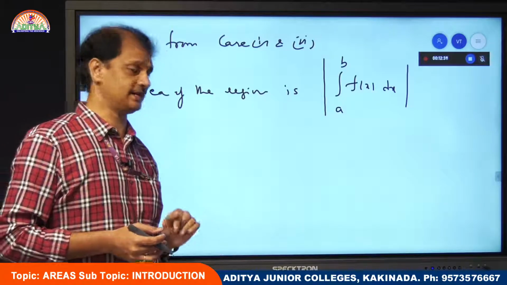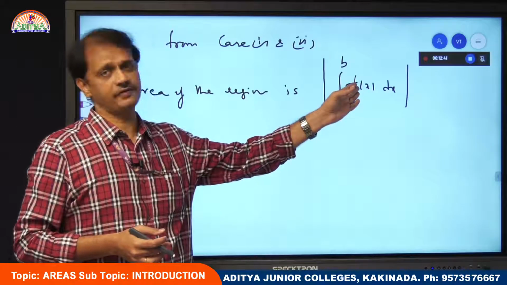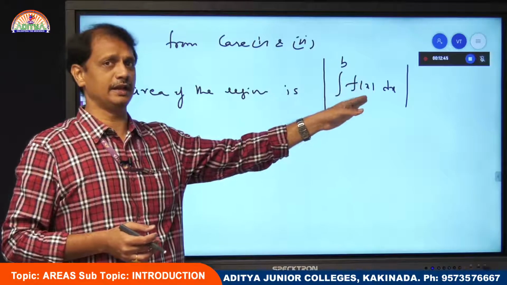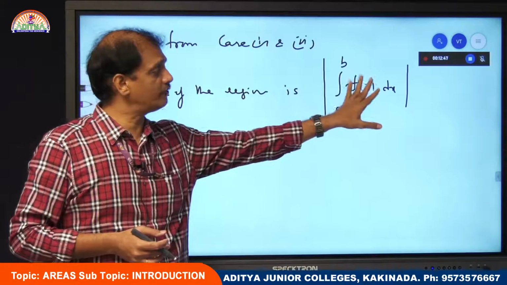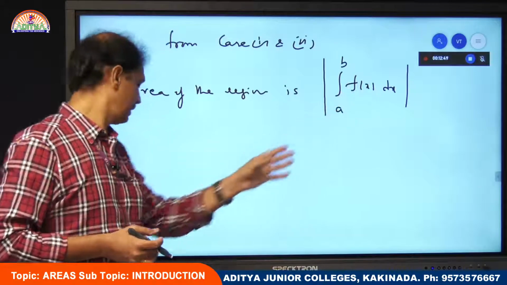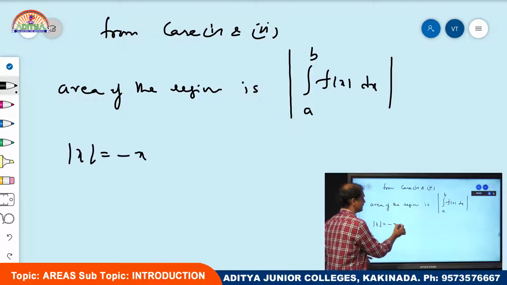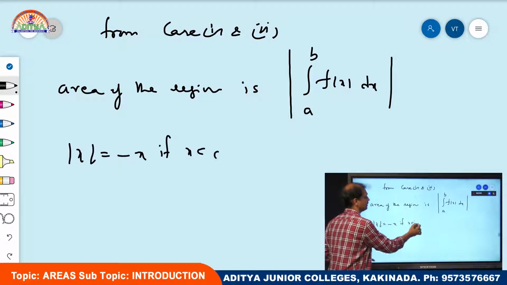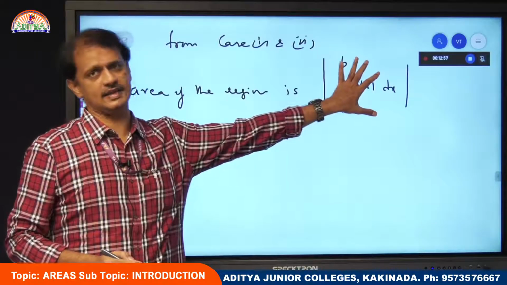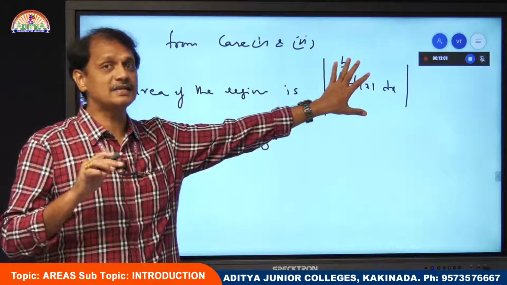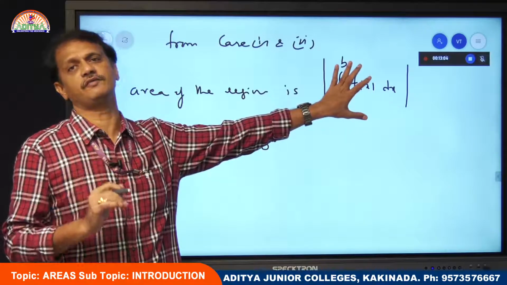Suppose coming to the second case. Now in the second case, f of x is a negative quantity. In negative quantity, summation of negative values will be a negative one. Now modulus of negative, what do you have to take? Here the formula is mod x is minus x if x is less than 0. Since this value is a less than 0 quantity, in the second case, you have to write this one as minus of integral a to b f of x dx.